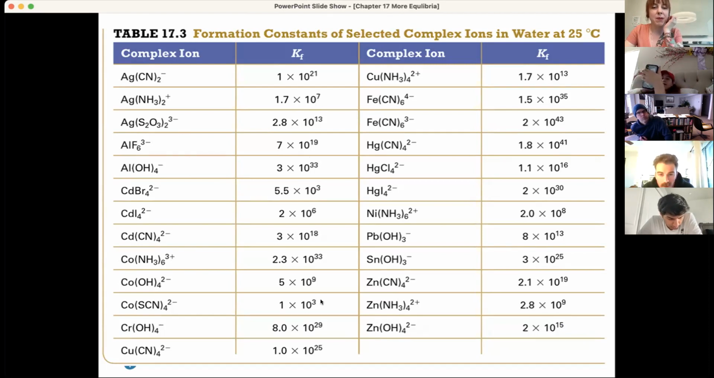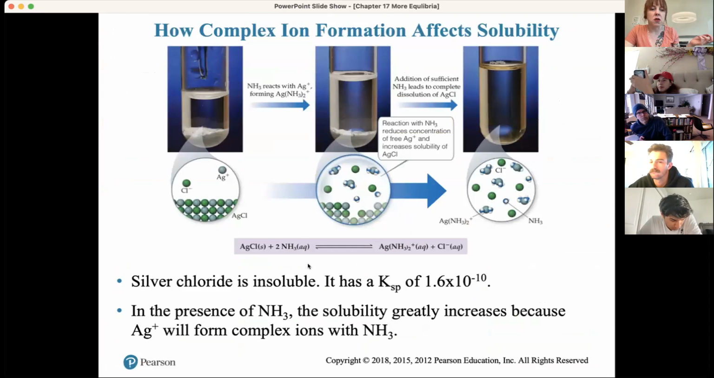Now these KFs tend to be positive numbers because we tend to make a lot of them, because they happen to form. So we're going to have more products than reactants. So they tend to be large, whereas KSPs tend to be really small. So silver chloride is very insoluble, has a KSP of 10 to the -10. If I put ammonia in there, then the silver will bind with the ammonia groups. And then I'll shift my equilibrium to dissolve actually all of that silver chloride. So then I have silver ammonia complex in here and then a bunch of chloride ions hanging out. So that's what that overall reaction looks like.